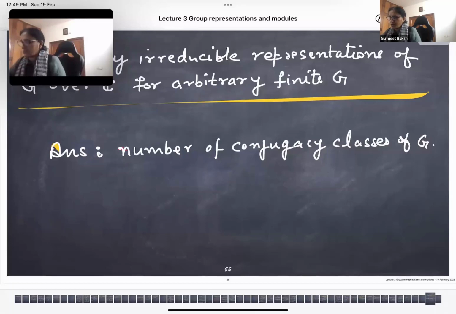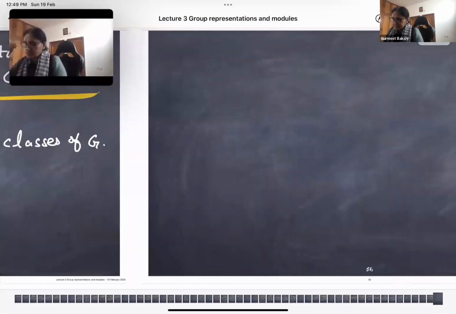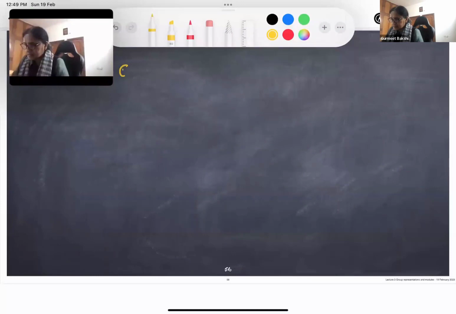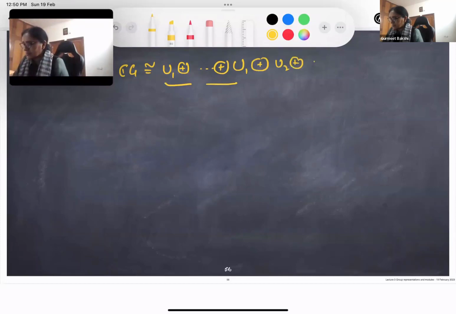All right. Now, how many irreducible representations? As many as the conjugacy classes. How do you get that result? You get that result from what I was saying here. CG is isomorphic to U1 direct sum U1 some number of times, its dimension times, then U2 sum U2 some number of times, and then UR sum UR its dimension times.